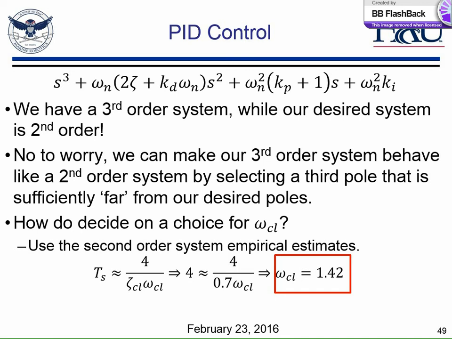So we have this performance requirement for the settling time to be about 4 seconds. We go all the way back to our second order system, and we see that there's an empirical measurement that says we can approximate our settling time as T of S equal to 4 over zeta closed loop times omega closed loop. We solve that out, and that gives us a desired closed loop frequency of 1.42 radians per second.